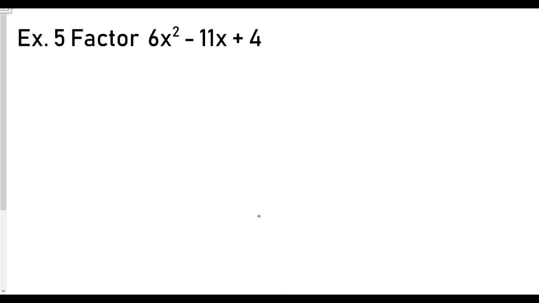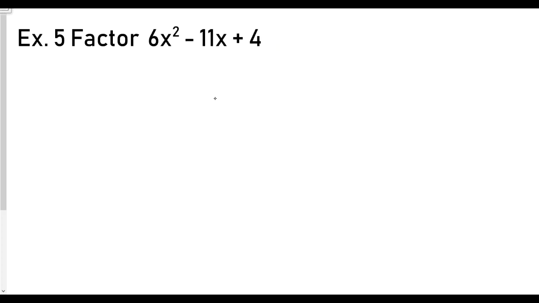Let's take a look at a couple other ones real quick. If we start with this first one, we've got 6x squared minus 11x plus 4. It's a quadratic, it's a trinomial, it has a leading coefficient greater than 1. So let's start by trying to multiply those together.